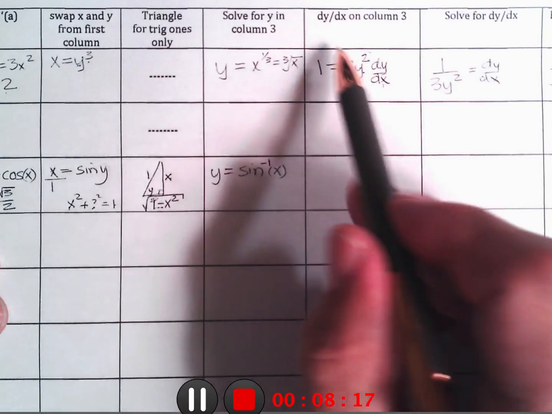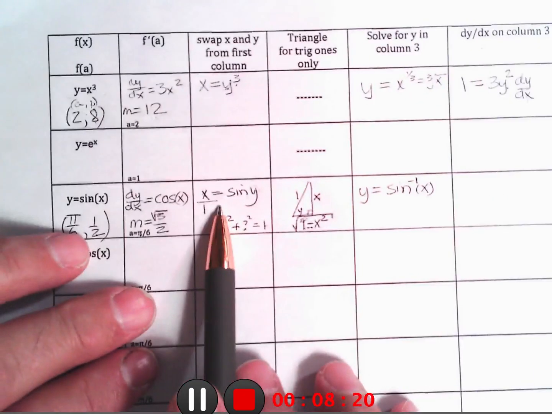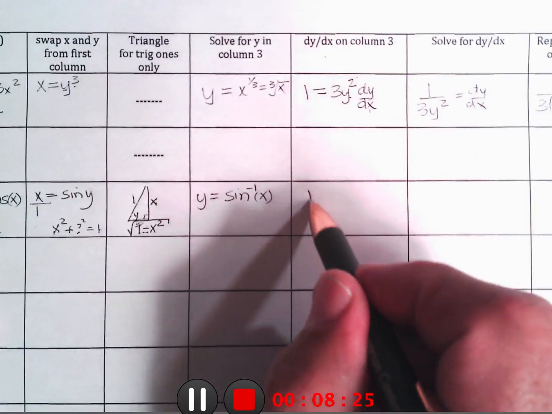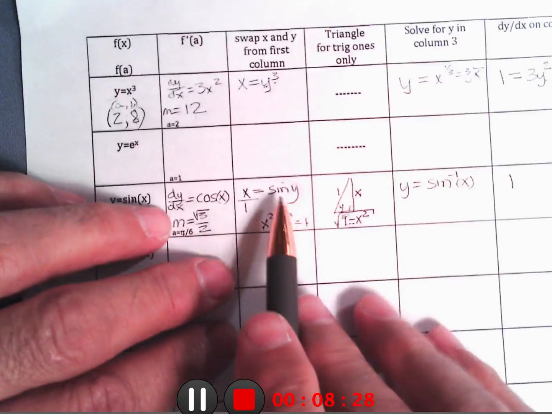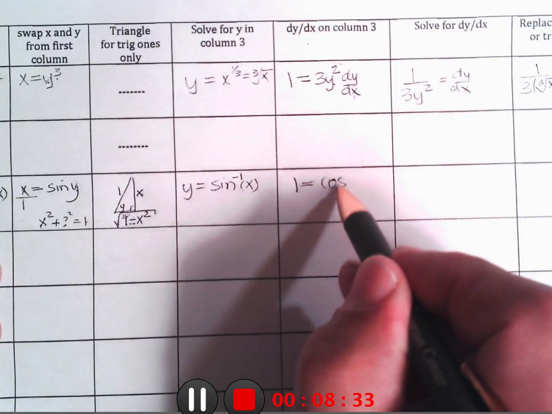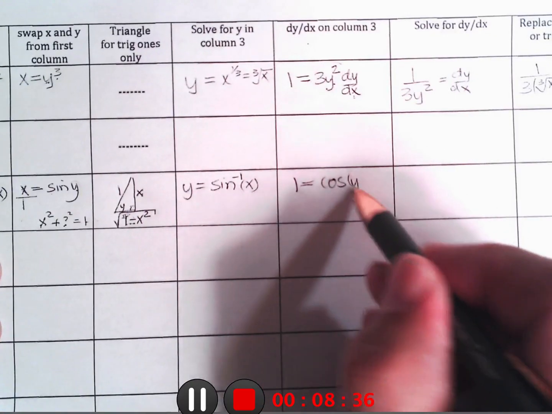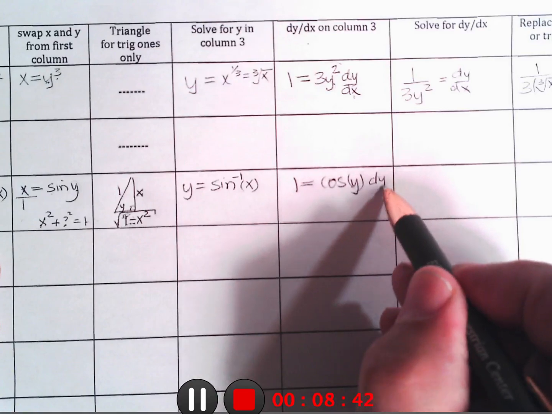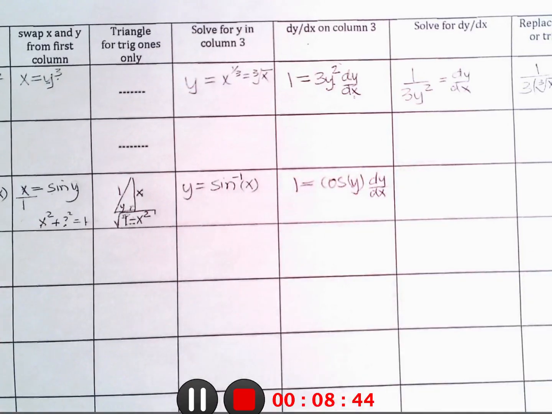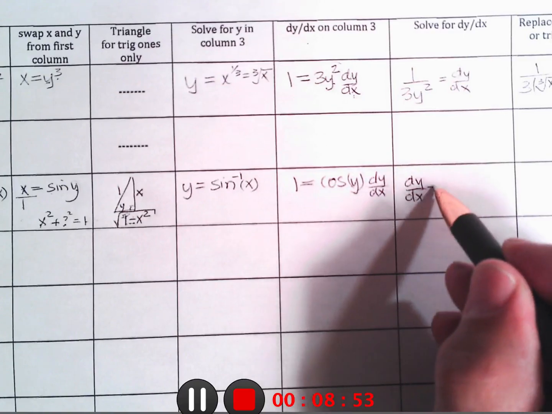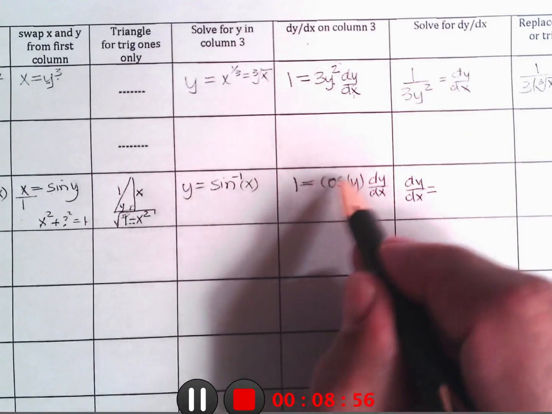So now it says take the derivative of this one. So derivative of x is 1. The derivative of sine of something is cosine of the something times the derivative of the inside, which, since it's not x, we have to write dy dx. Okay? Now if we solve for dy dx, it's going to be 1 divided by the cosine of y.